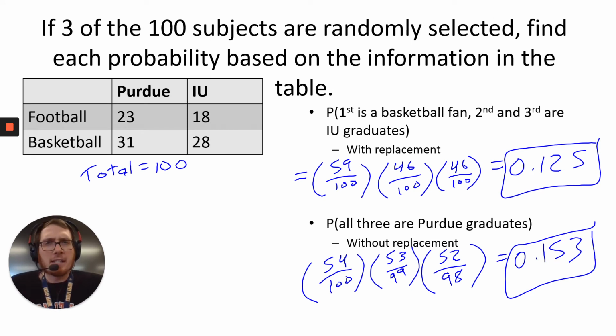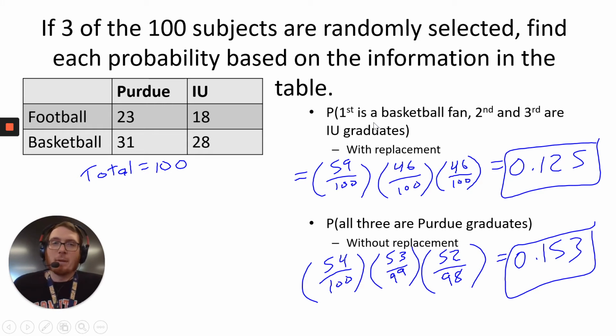The next question has the table idea that we've done before. So it says Purdue and IU graduates and whether they like football or basketball more. So first thing is add up all the boxes. So this one adds up to a nice around 100. That was designed by myself to make it a little bit easier for us, but it could be any number.